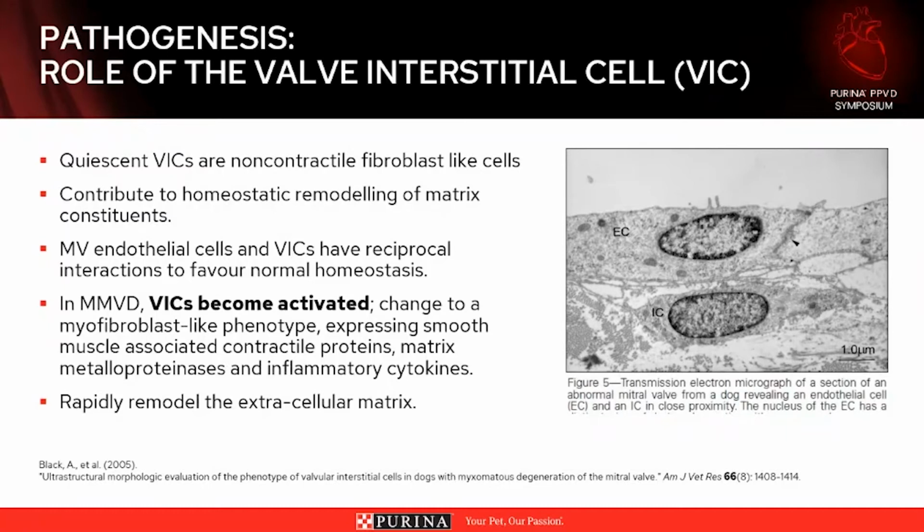So we're going to go back, and we're going to have a little more of a think about the role of the valve interstitial cell and the pathogenesis of mitral valve disease. This is another EM image from one of the publications of Brendan Cochrane, and it shows that we have this interplay, or apparent communication, between endothelial cells and the valve interstitial cells. They seem to have this reciprocal interaction to favour normal homeostasis, and we have activation of our valve interstitial cells with mitral valve disease, and instead of being fibroblast-like, they change to a more myofibroblast-like phenotype.